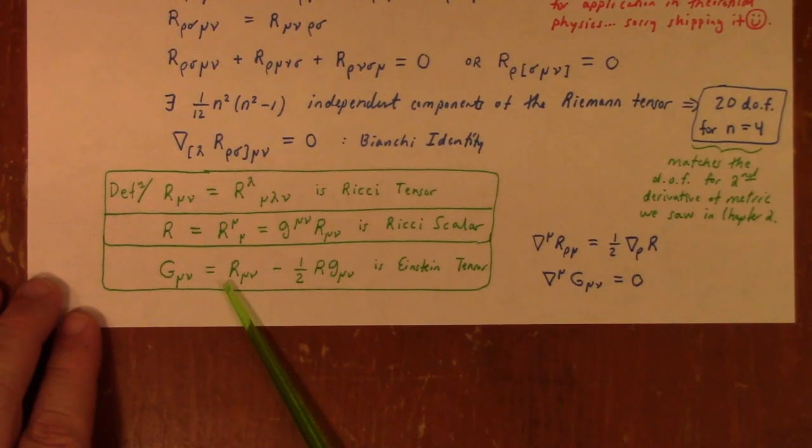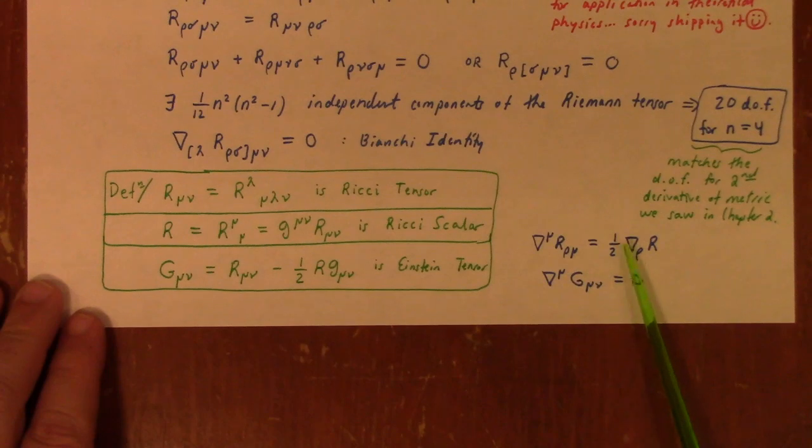And then there's also this Einstein tensor, which we'll talk more about when we talk about Einstein's field equations. We need this Einstein tensor to do that. Interestingly, the covariant divergence of the Ricci tensor is 1/2 the covariant derivative of the Ricci scalar. It's a neat relation between the Ricci scalar and the Ricci tensor, and that is tantamount to why the covariant derivative of the Einstein tensor is 0. You can almost see that if you just look at this.